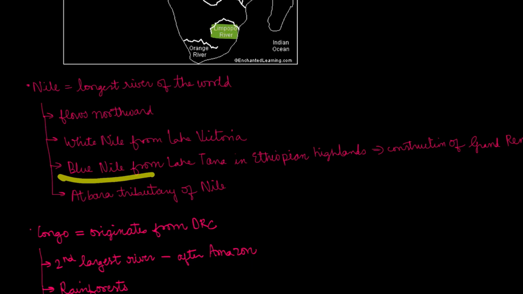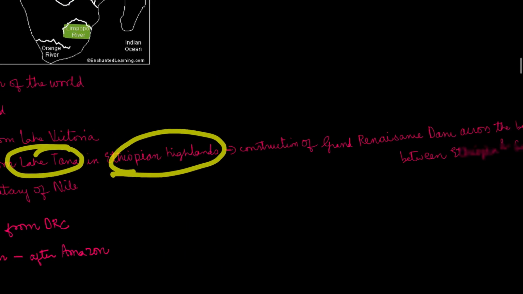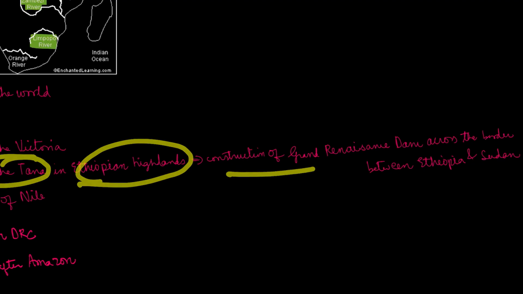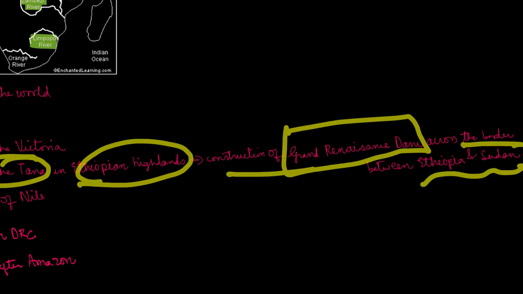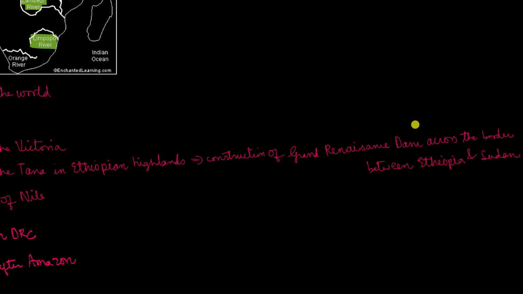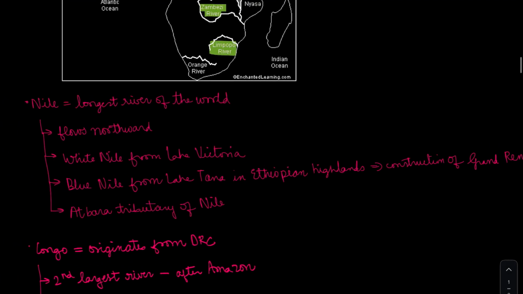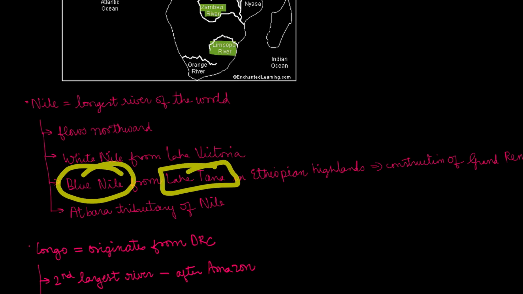In the Blue Nile, which forms Lake Tana in the Ethiopian highlands, there's construction of the Grand Renaissance Dam across the border between Ethiopia and Sudan. So this is the reason why it was in the news. The Blue Nile is associated with it, as well as Lake Tana.